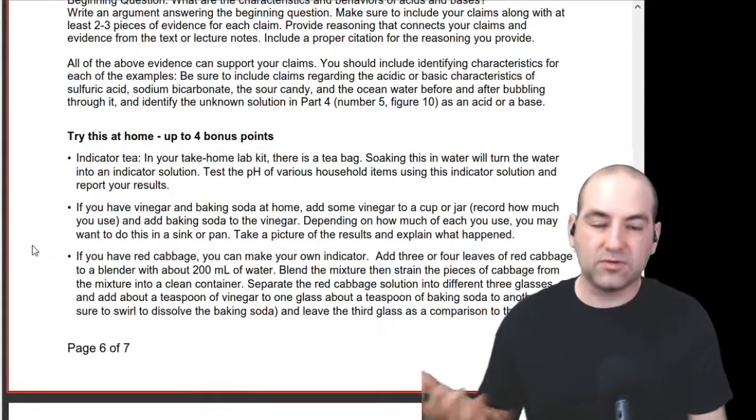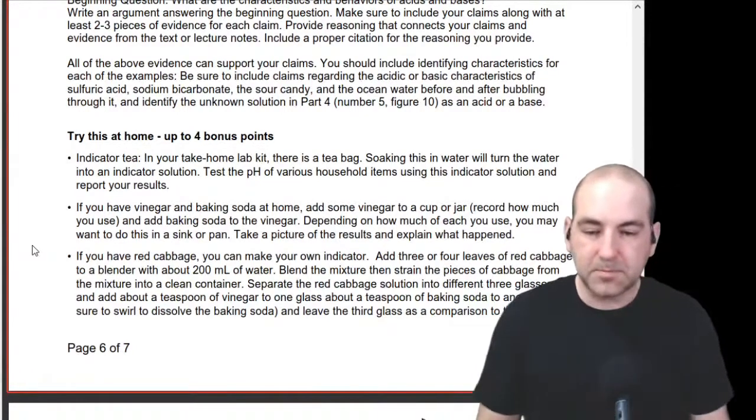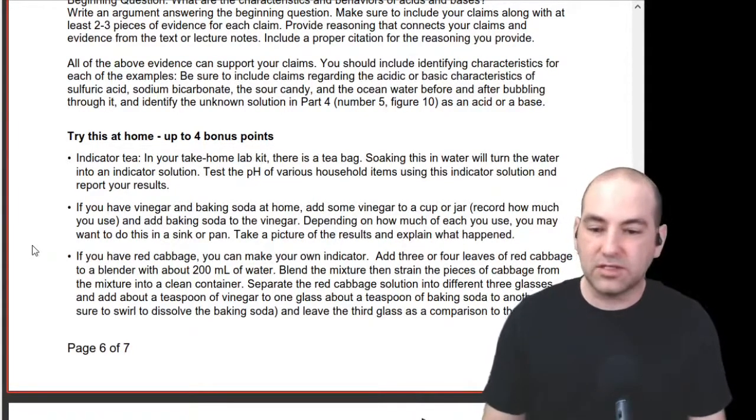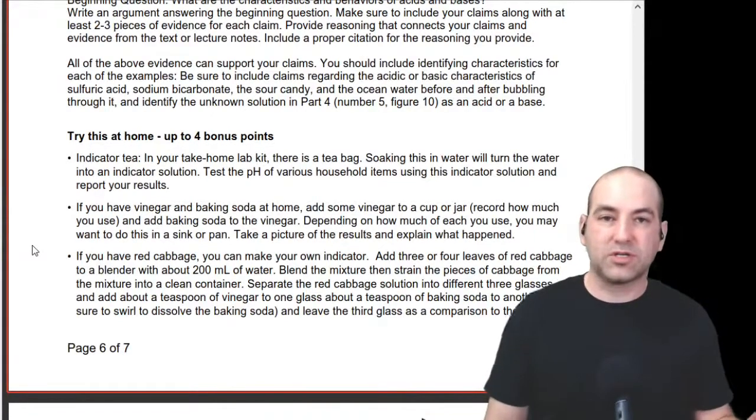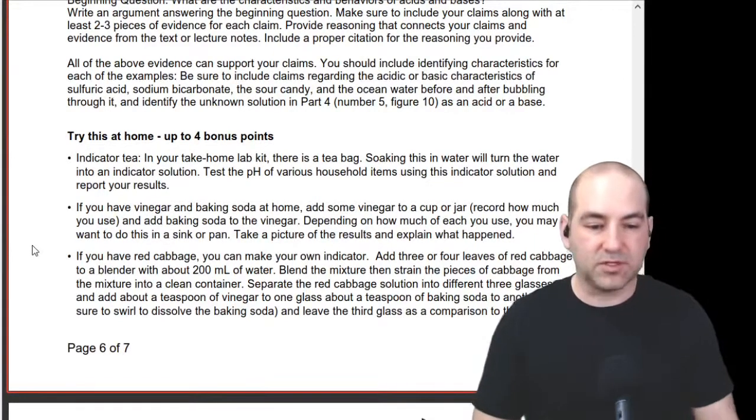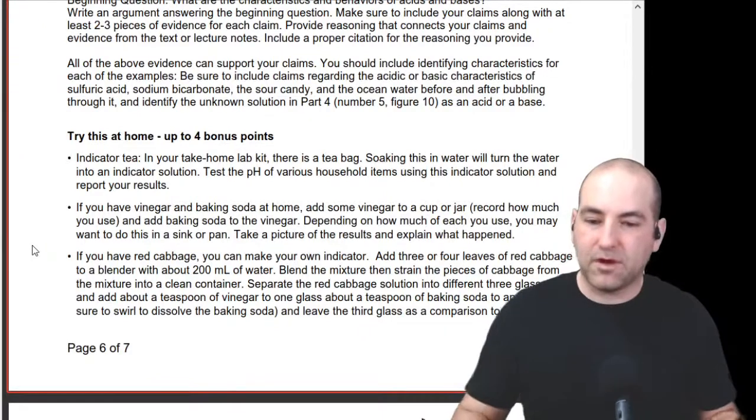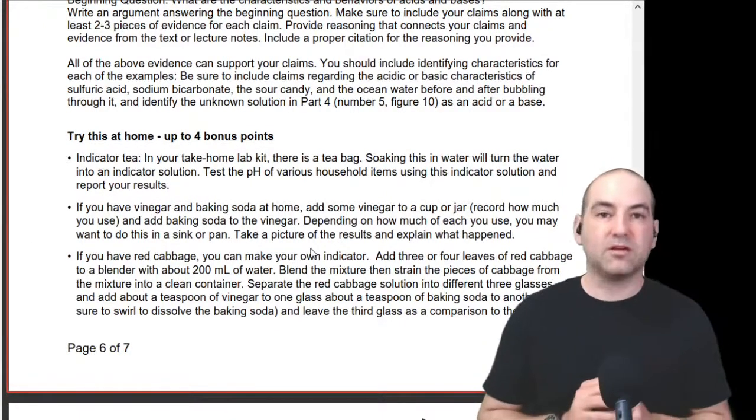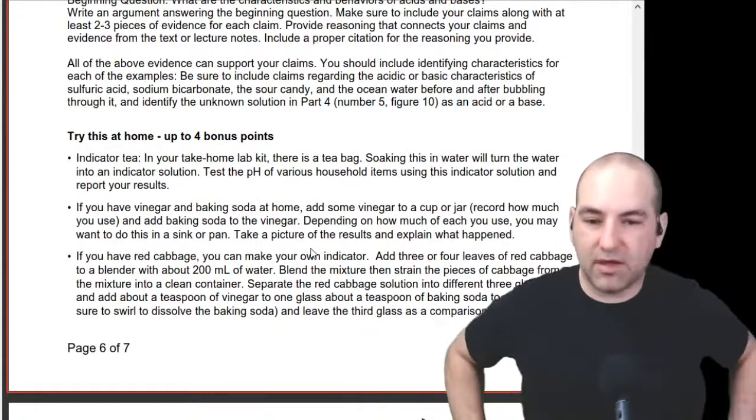Some of you have already done these for your at-home experiments. If you've already done this, you can put in your pictures and data from your at-home experiments. That's fine. You don't have to do it again. But if you want to check out the indicator tea, definitely give that one a try.